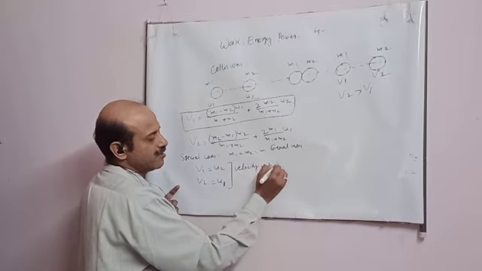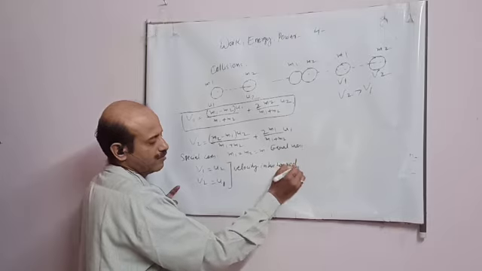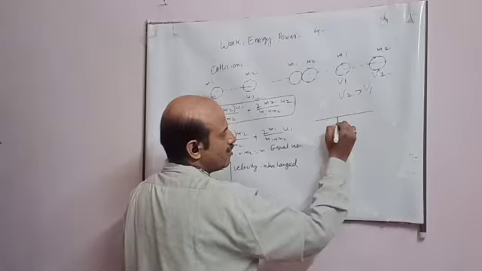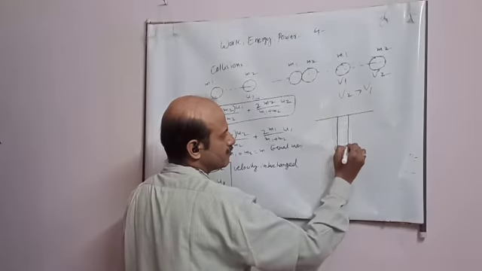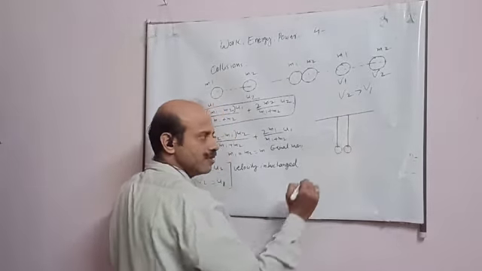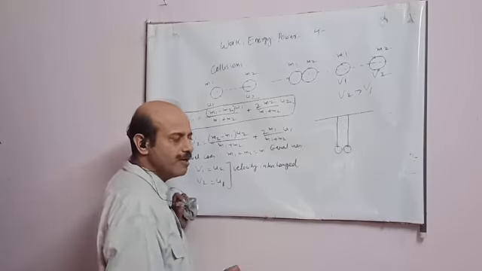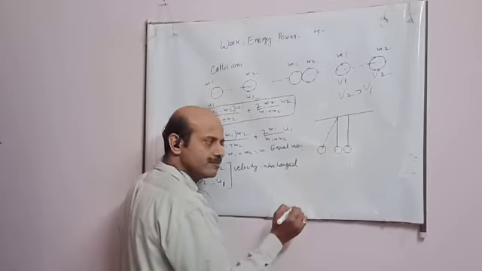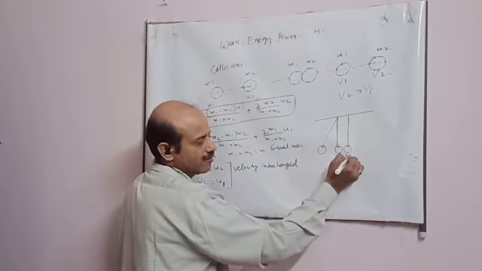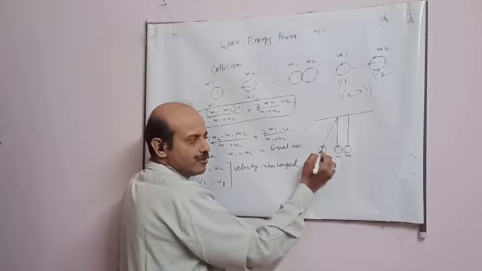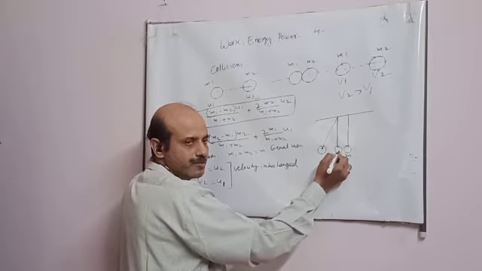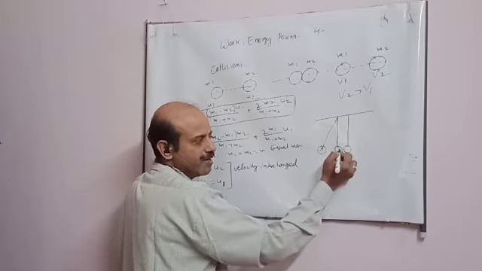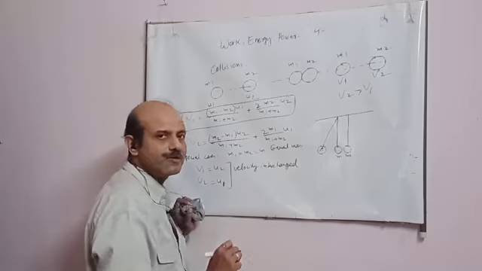Velocity is interchanged. For example, student, if two pendulums of the same mass are kept like this, they are at rest. If I displace one along this side, while coming it will attain some velocity, but when it comes back, it will transfer its velocity to the other one and it will itself come to rest. They will interchange the velocity.